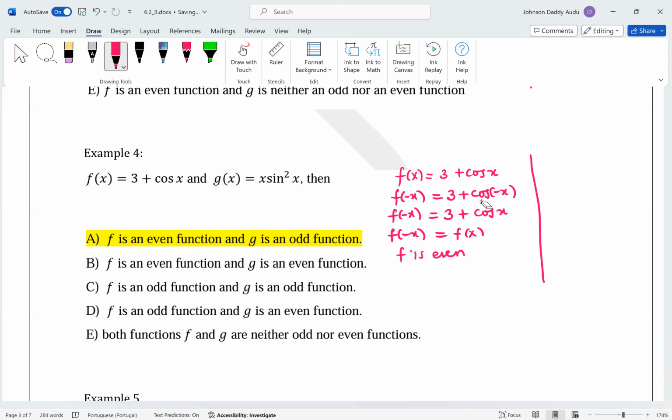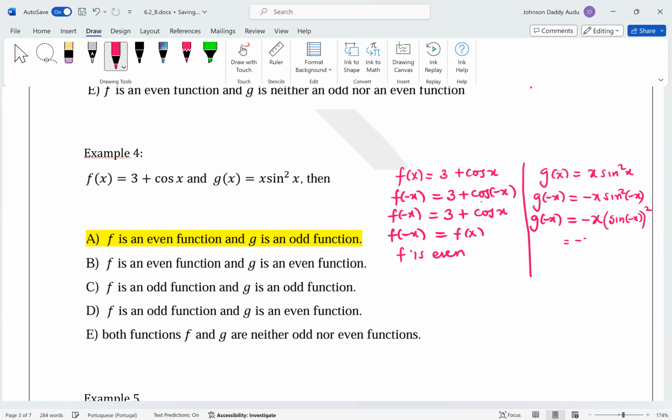Then for g, the same story here. G of x is x sine squared of x. So g of minus x is minus x sine squared of minus x. Now we know sine is odd, but here we have to be careful. Sine is odd, we know, but because the power is even, the power is square. So this is going to be, let me write it here. This is the same thing as sine of minus x all squared, right?